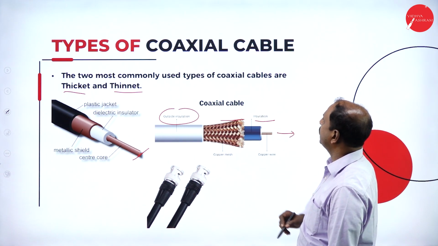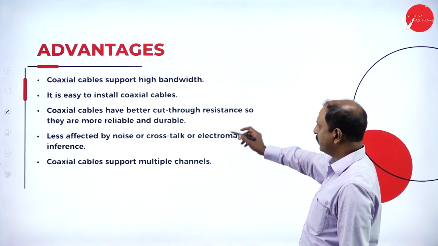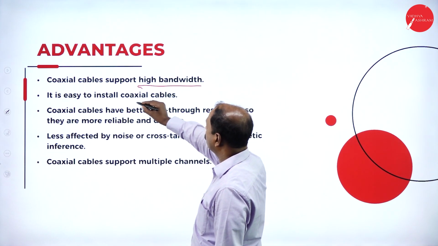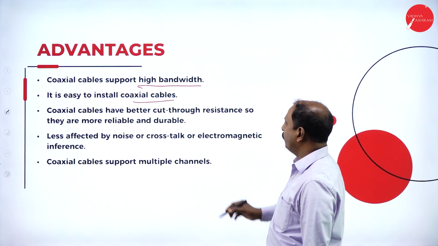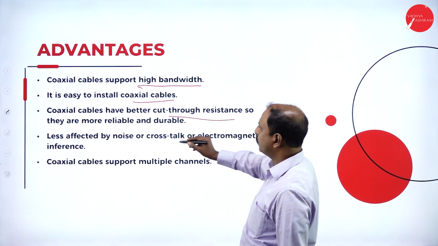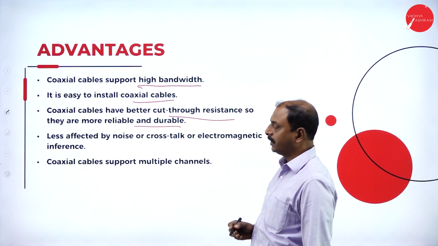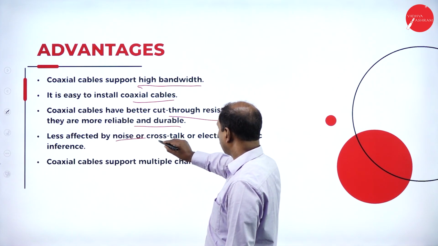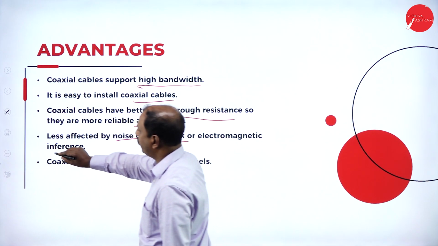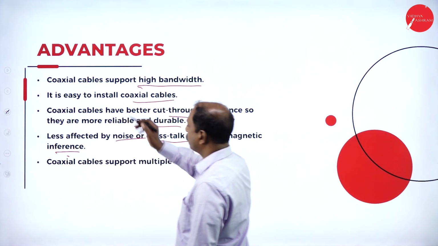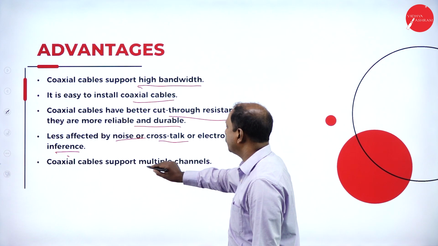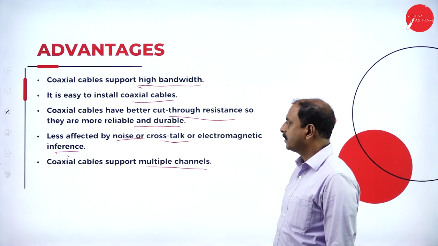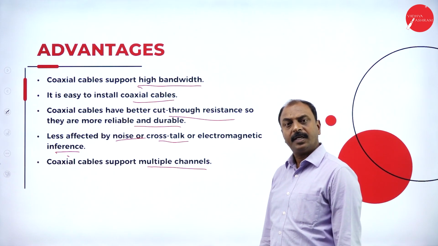So this is a type of coaxial cable, and as we have seen, the advantages are high bandwidth and easy installation, and better cut-through resistance, so they are more reliable and durable. It is also less affected by noise, crosstalk or electromagnetic interference. Another advantage is that it supports multiple channels. So this is a coaxial cable. For example, we use it in our cable TV transmission.